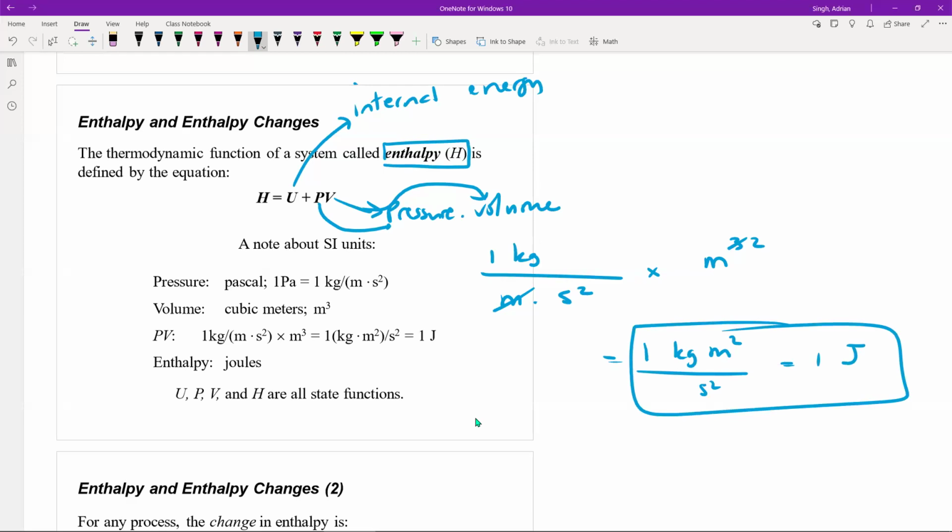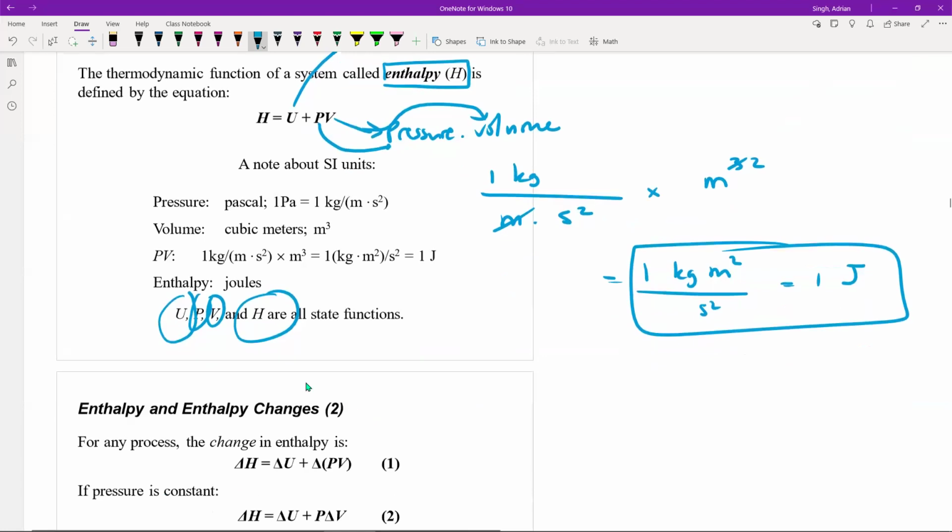That is the unit of energy, right? So for enthalpy, we use the same unit, joules. Important to note, we've seen already that internal energy is a state function. Pressure and volume we already defined as state functions. And enthalpy, our new term, is also going to be a state function.